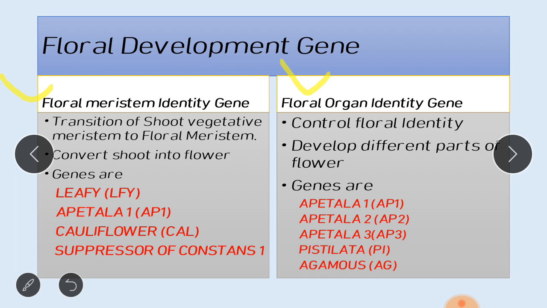In the class 1 gene, it is necessary that the gene appears and forms a floral meristem. For that there are four different genes present to regulate this activity, which are LEAFY, APETALA 1, CAULIFLOWER and SUPPRESSOR OF CONSTANS 1. While for floral organ identity, there are five different genes, which are APETALA 1, APETALA 2, APETALA 3, PISTILLATA and AGAMOUS.